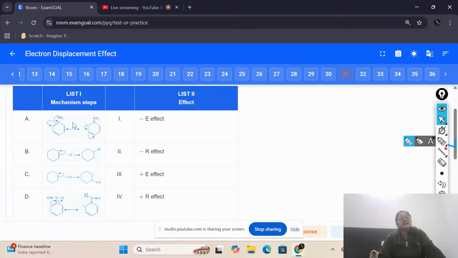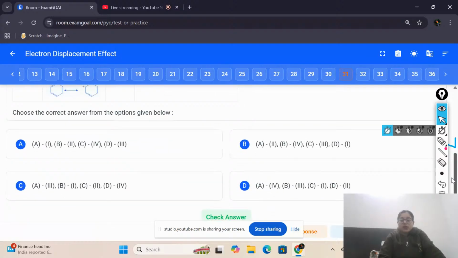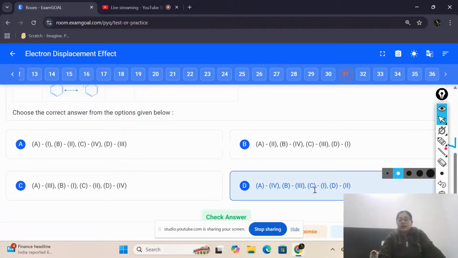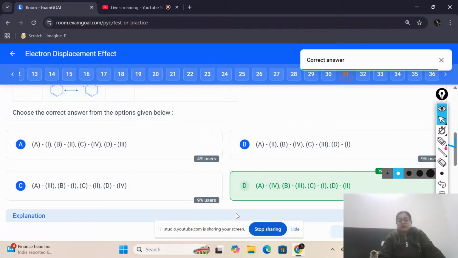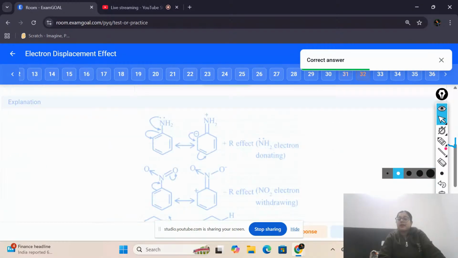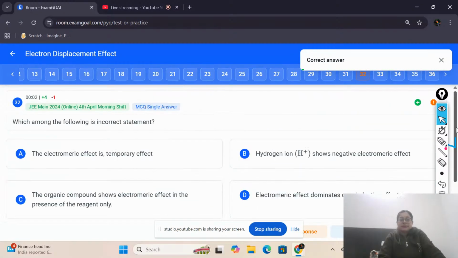Coming toward the next. NH2 is showing plus R effect. In the fourth one, electrons will move towards the reagent. It is showing plus E effect. So B is having the 3. So it is 4, 3, then 1, 2. It's 4, 3, 1, 2. Correct option.